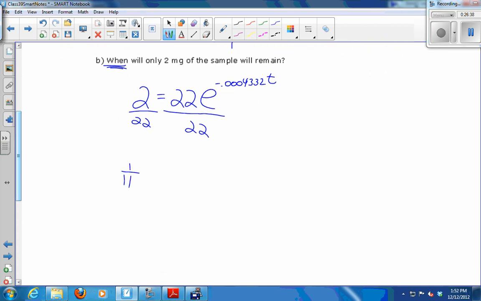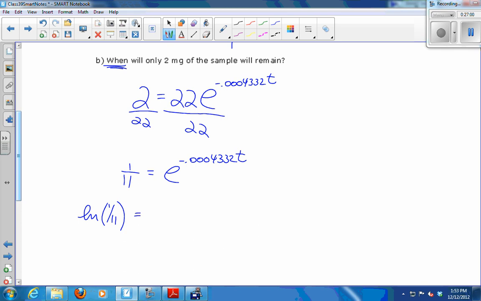So we have 1/11 is equal to E to the negative 0.00043332 T. Now I have the variable trapped up in that exponent. To rescue it, I take the ln. Take the ln of both sides to get a variable out of the exponent.